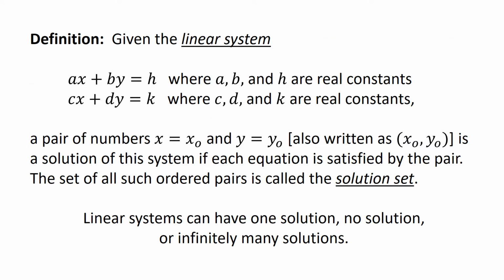So this is just the formal definition of what we just talked about. Feel free to pause and read this. Notice at the bottom, the last sentence is very important. Linear systems can have one solution, no solution, or infinitely many solutions. And we're going to look at some of these cases.